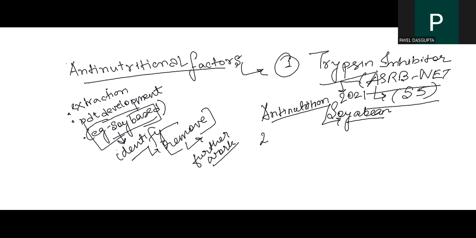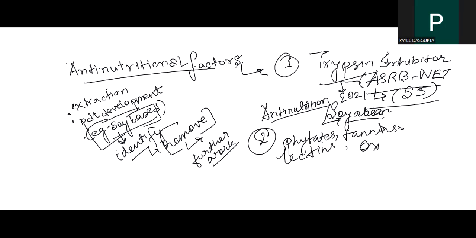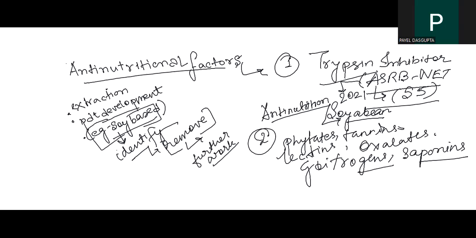Now the second point: after trypsin inhibitor, we have phytates, tannins, lectins, oxalates, goitrogens, and saponins. So these are some of your anti-nutritional factors.